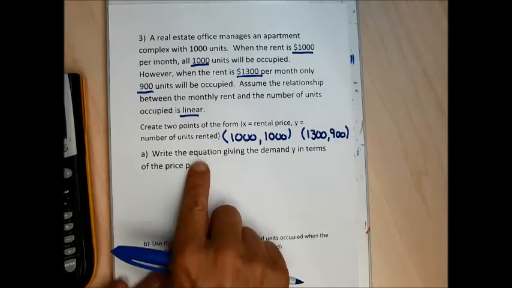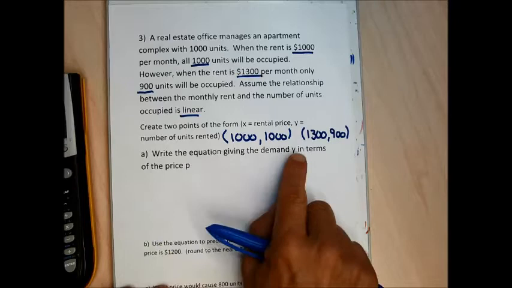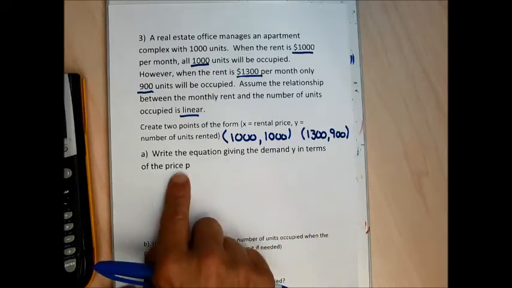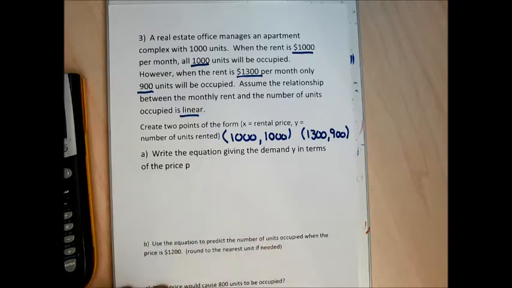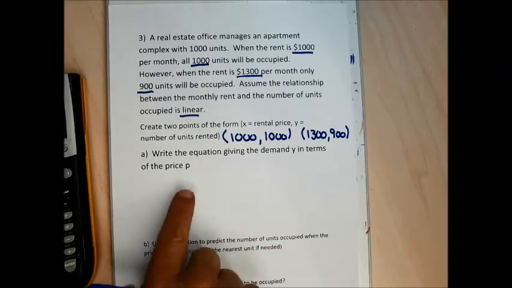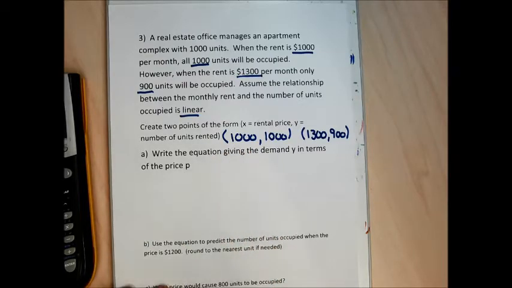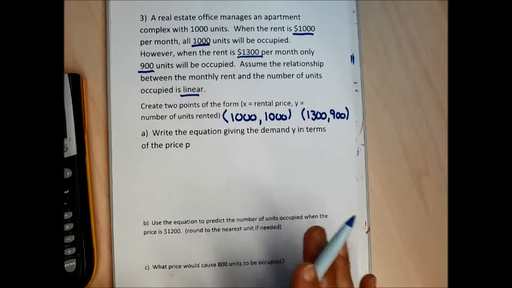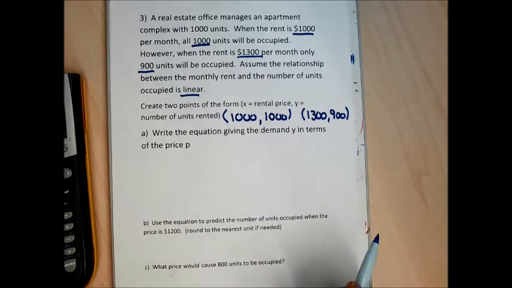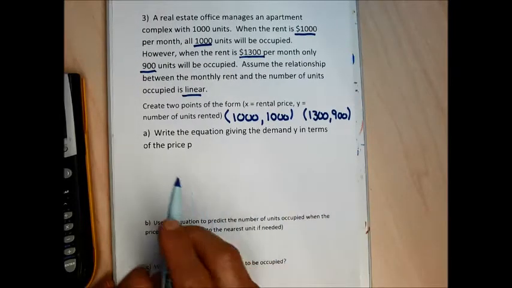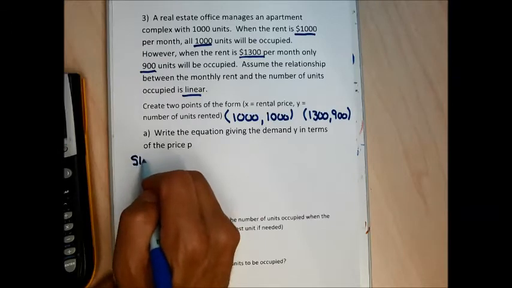Now I'm going to write an equation for a line that gives the number of units rented, or the demand, Y, in terms of the price, P. It doesn't say write a function, so I don't need to use function notation. It kind of hints that it wants me for the price, which is the X, to use P. But I don't have to. If I used X and understood that the X represented price as opposed to P representing price, I'm fine. First thing I need to do is find the slope of the line.